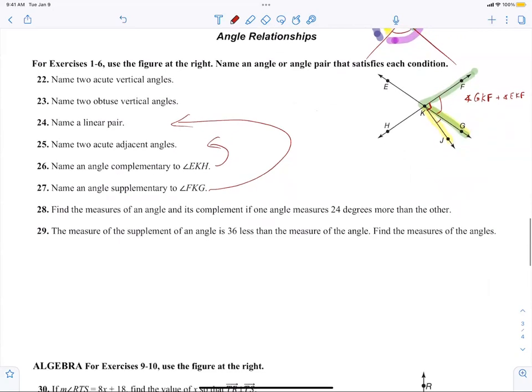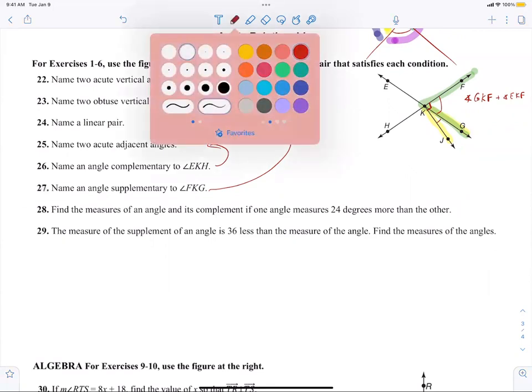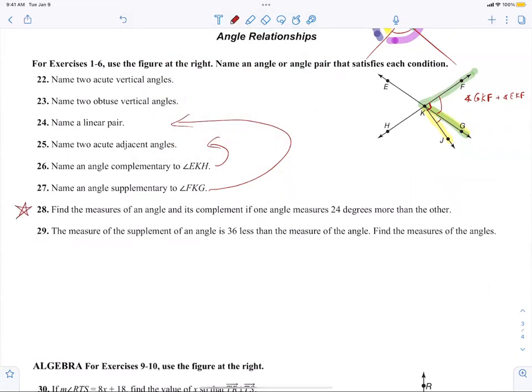Find the measure of an angle and its complement if one angle measures 24 degrees more than the other. Ooh, this is a great one. Good algebra. Everybody put a star by this one. This one's probably on the test, I think, if I remember correctly. Find the measure of an angle and its complement if one angle measures 24 degrees more than the other.